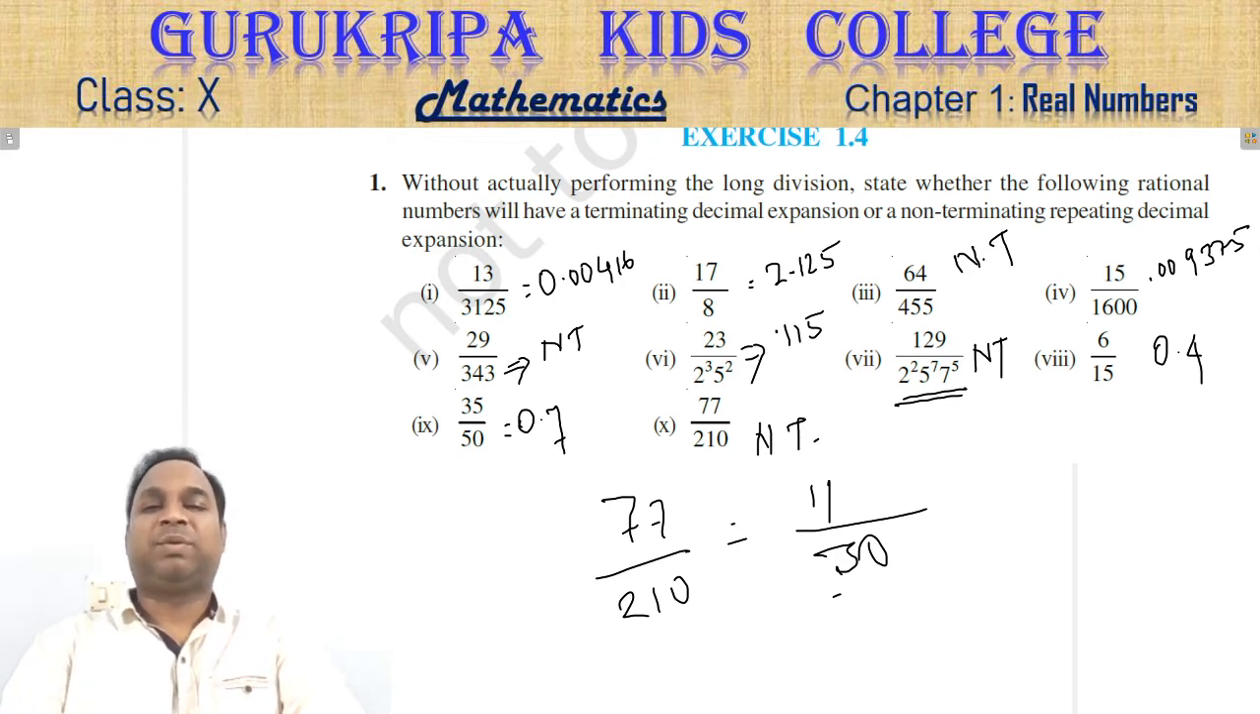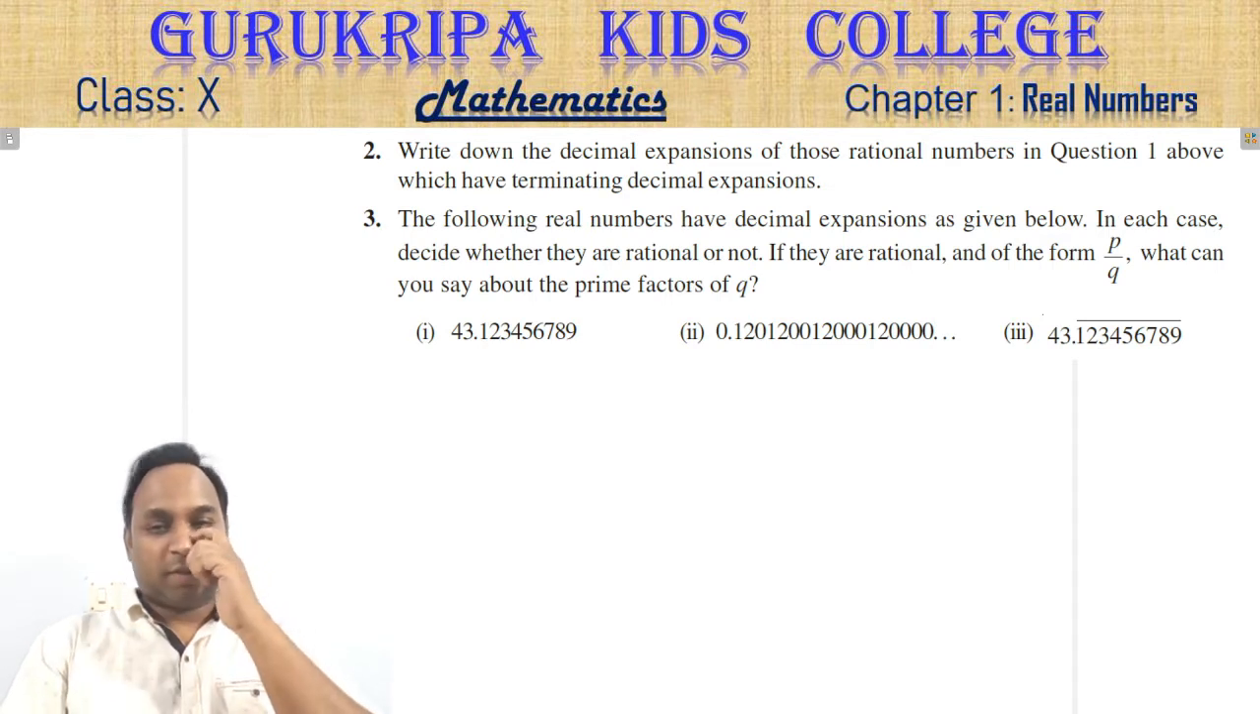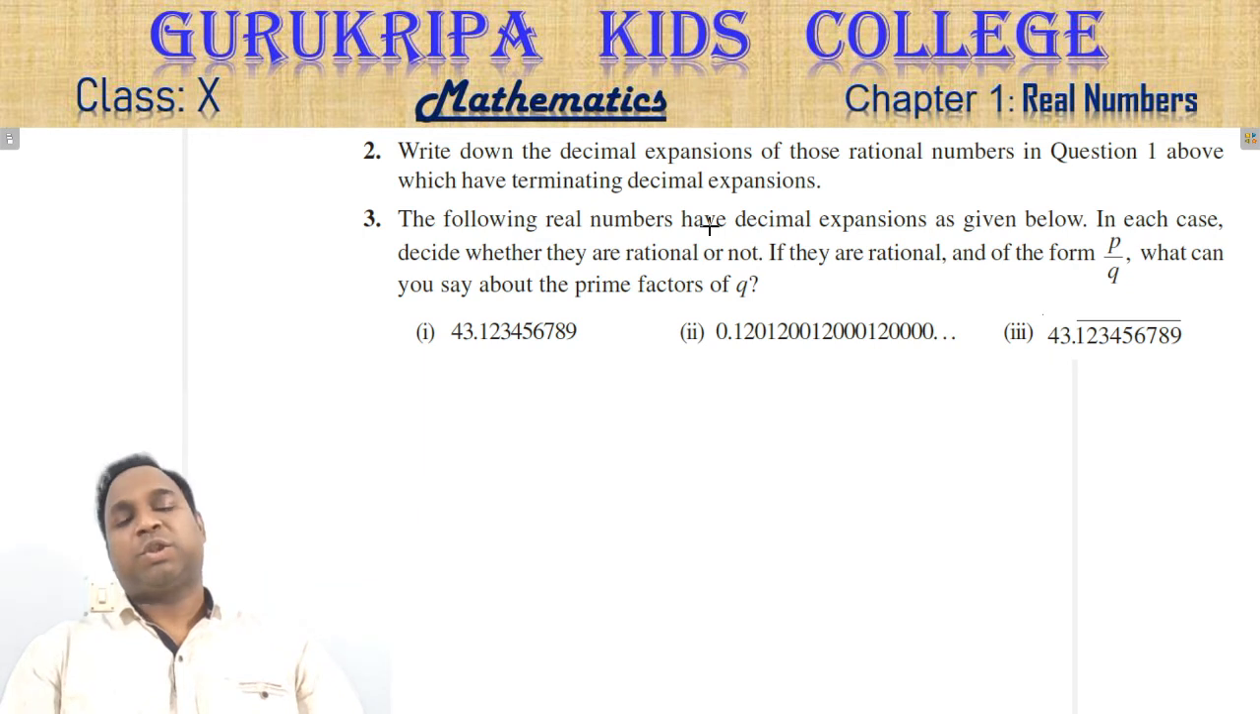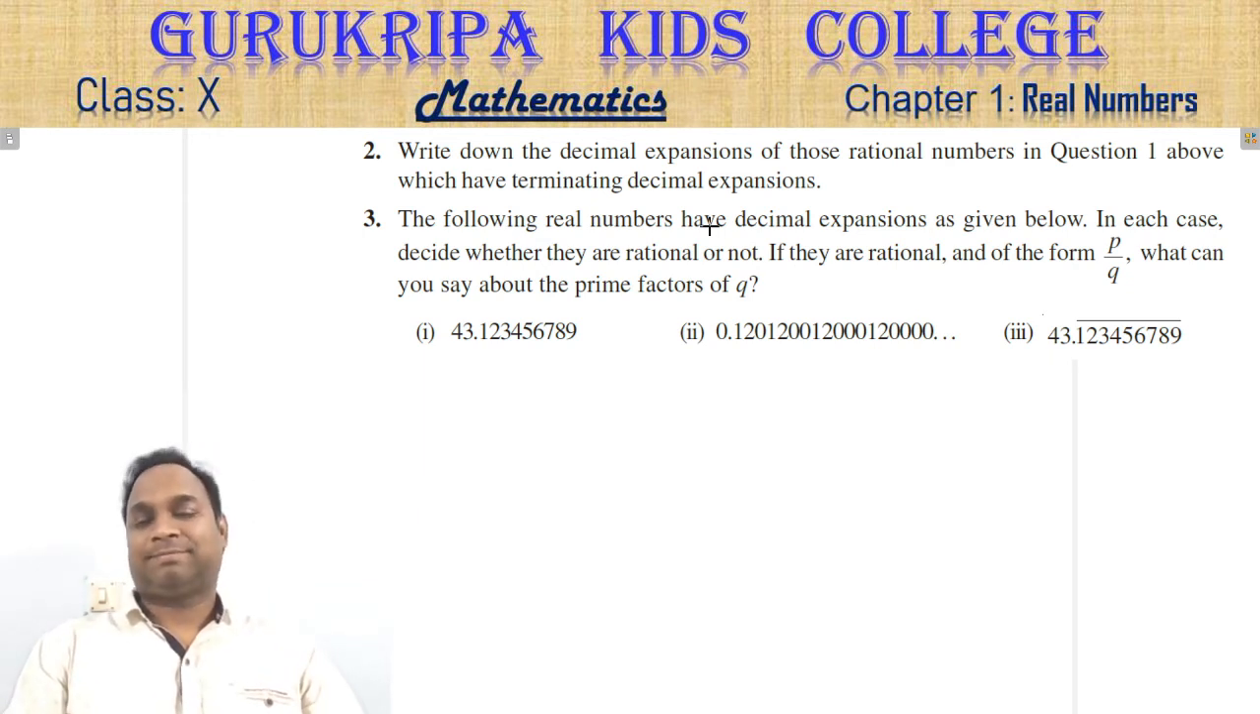Let's move to the third question. Which of the following real numbers have decimal expansion as given below? In each case, decide whether they are rationals or not. If they are rational and of the form p by q, what can you say about the prime factors of q? You don't have to do any calculations. Just look at the number and then answer the question.